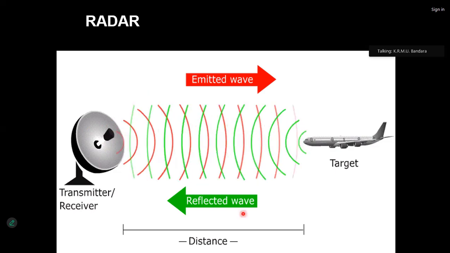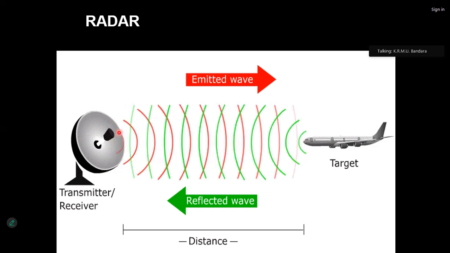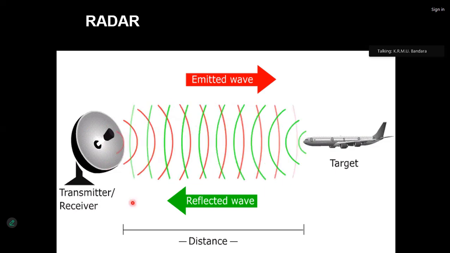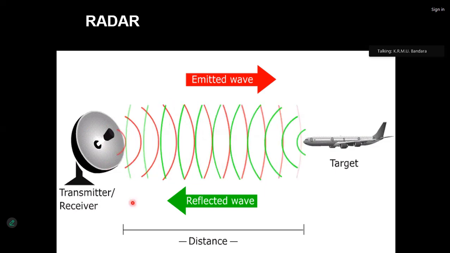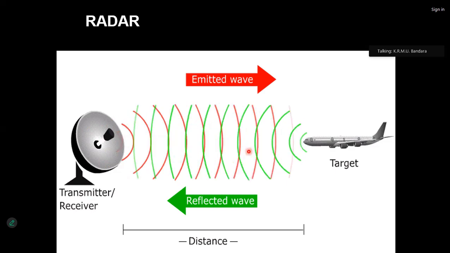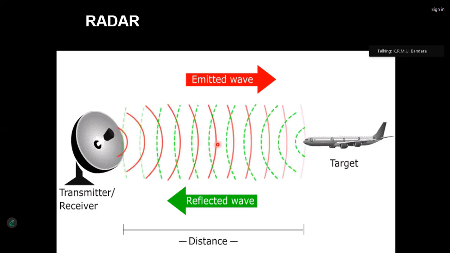Therefore, the round trip goes to the object and comes back to the receiver, and then it is recorded. The time difference can be identified by the system, and the distance is calculated using the velocity of light. That is how the distance is calculated, because of the speed of the wave, 3 multiplied by 10 to the power 18 meters per second.